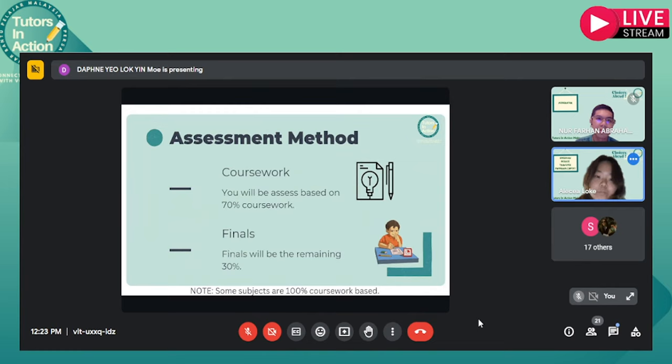So the assessment method in ADTP is 70% coursework and 30% finals, which is like an exam. But some subjects like public speaking and computer applications are actually 100% coursework based. So there's no finals exam, but you have to do well in your coursework in order to get the A because the threshold is very high.